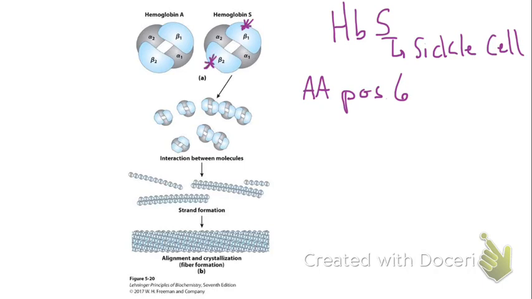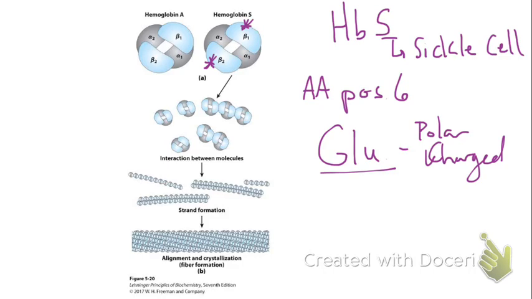Now, normally, you have a glutamate at that position. And so, under deoxy conditions, that glutamate would be on the outside. Now, let's think about the R group of glutamate. It's polar, and it's charged. And so if we get two hemoglobin subunits next to each other, those charges are going to repel each other because it's going to be the same amino acid. That's in the normal hemoglobin.